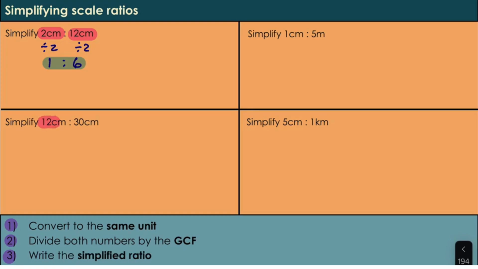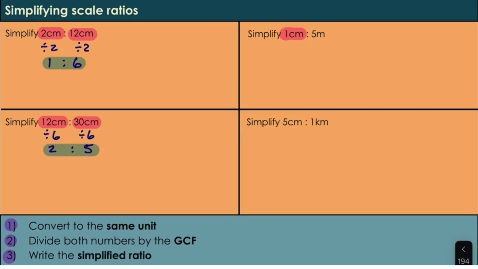We have centimeters and we have centimeters. Step 2, divide both numbers by the greatest common factor. Now, 12 doesn't go into 30, but 6 goes into 12 and 6 goes into 30. So we divide by 6 and we get 2, and we divide by 6 and we get 5. There is our simplified ratio.